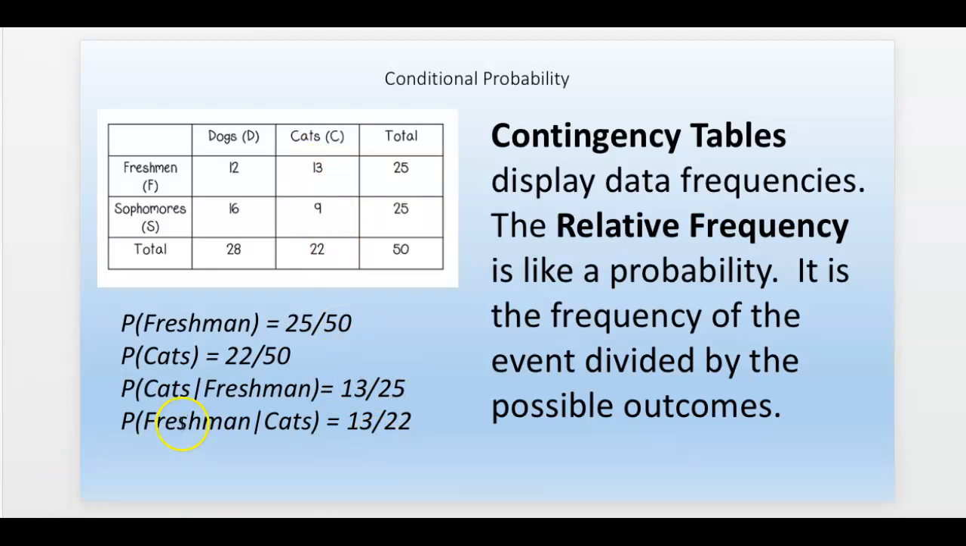All right, it's a little different if we say, of the students who own cats, how many are freshmen? It's a different probability. Guys, the top number stays the same, 13. But the bottom number now becomes 22. Because what we're saying here is of the students who own cats, look at this column right here. Of the 22 students that own cats, how many are freshmen?